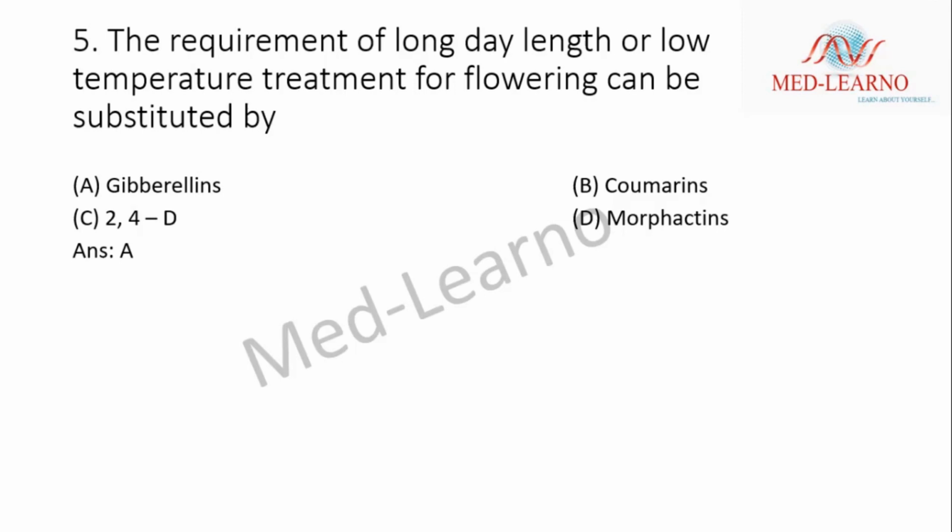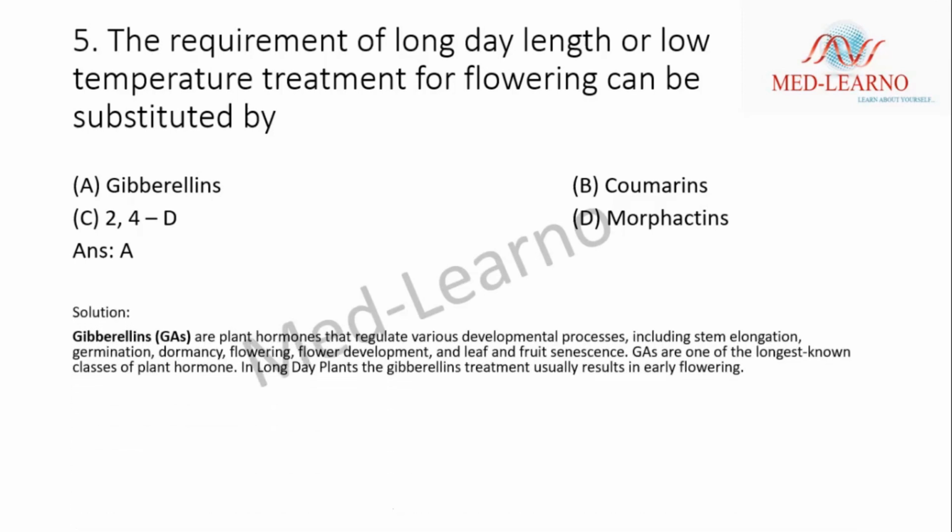The requirement of long day length or low temperature treatment for flowering can be substituted by gibberellins, coumarins, 2,4-D, or morphactins. Answer is option A, gibberellins. Here, gibberellins are plant hormones that regulate various developmental processes including stem elongation, germination, dormancy, flowering, flower development, and leaf and fruit senescence. Gibberellins are one of the longest known classes of plant hormone.